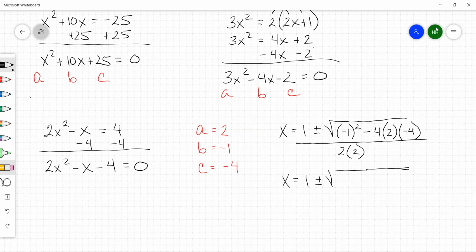Negative 1 squared is 1, minus 4 times a times c. 4 times a is 8, times negative 4 is negative 32. And that's where a lot of mistakes are made, because it's b squared minus 4 times a times c. And a lot of times, if a times c is negative, for some reason people just forget to write it, because this all changes now, doesn't it? This becomes 1 plus 32. And it's all divided by 2 times 2, which is 4.